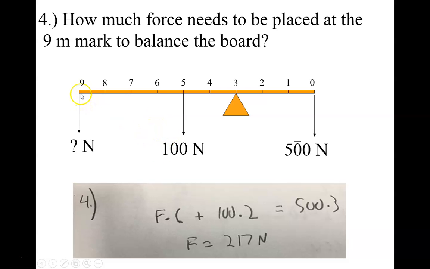So this is on my counterclockwise side. So F times, now we're not going to put a 9 because our lever arm isn't 9. Our lever arm is 6. F times 6, plus 100 times 2, equals, that's our counterclockwise side. That has to equal our clockwise side, which is 500 times 3. And we get that the force is equal to 217 newtons.